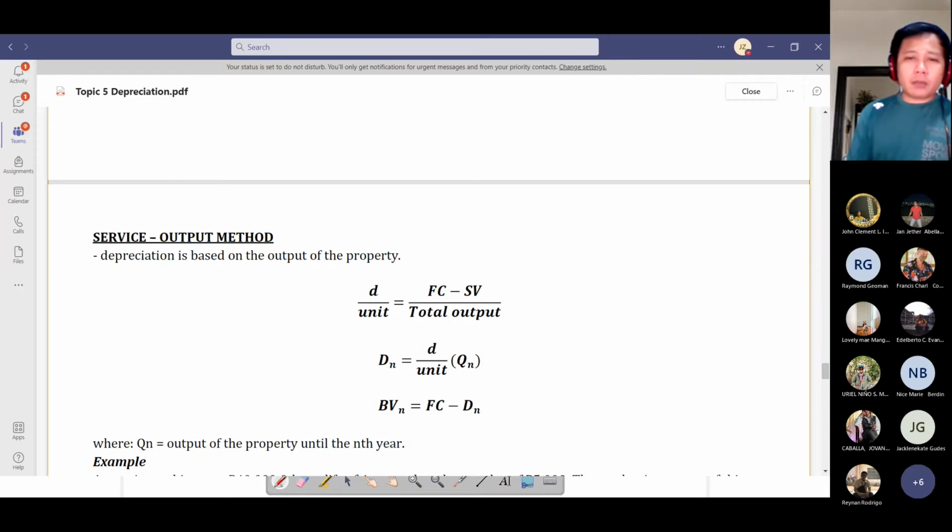So to determine first the depreciated amount per unit, you have to solve the first cost minus salvage value divided by the total output. So we need to determine how much is the total that this equipment can produce. For example, my ice cream maker, how many cups can it make until the end of its life? For example, my ice cream maker can produce a total of, let's say, 1,000 cups.